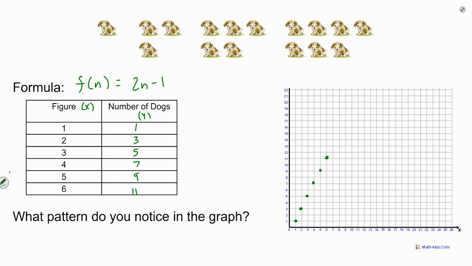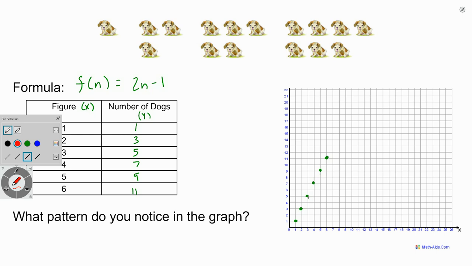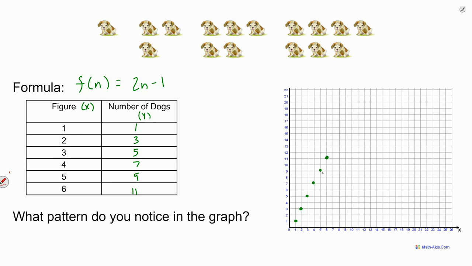Let me change colors here so we can look for a pattern. It looks like the points are evenly spaced out, but how much are they spaced? I'm not going to go diagonally because I can't count diagonally without the Pythagorean theorem. So I'm going to do over and up. From the first to the second term, I go over 1, up 2. Then for the next one, I go over 1, up 2.